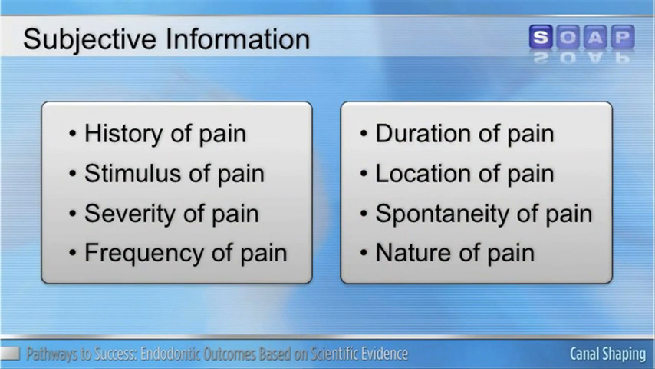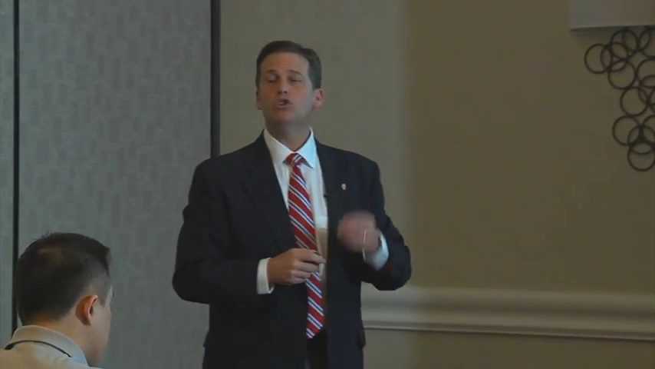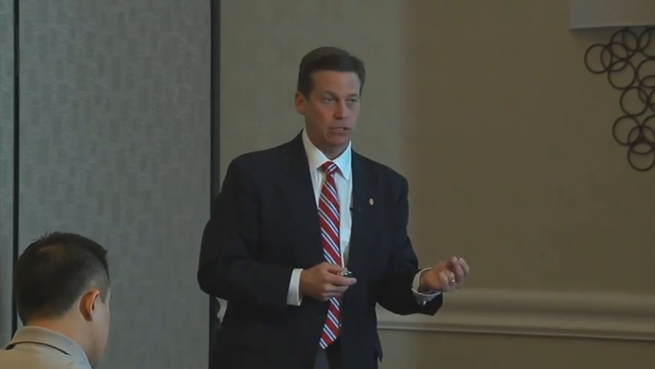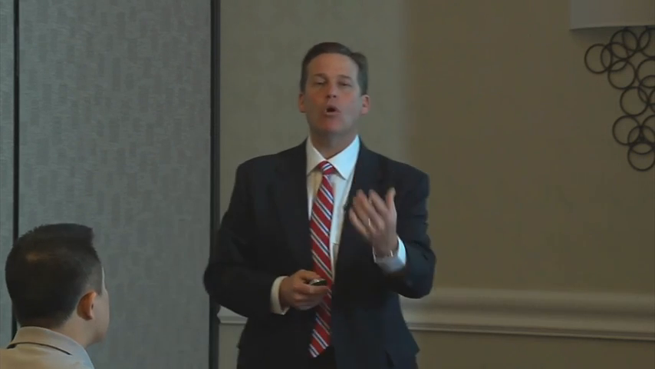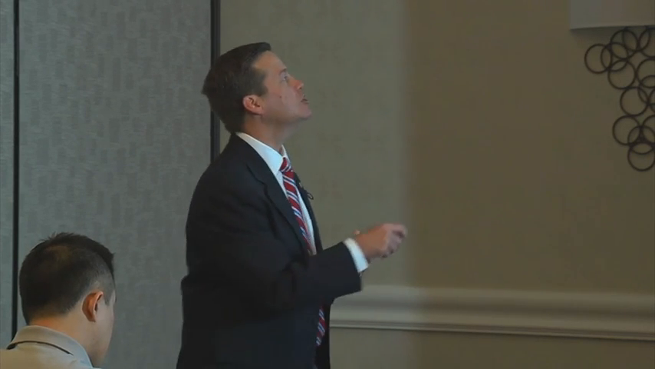Subjective information. I want everyone here to understand that when we talk about subjective information, we're really talking about these 8 things. We want to find out from the patient. The subjective information the patient's going to give us includes history of pain, stimulus of pain, the severity of the pain, and of course frequency of pain. These 4 you should actually find out from the patient. They should be able to just rattle this off. When they're telling you their chief complaint, they should start talking about this.